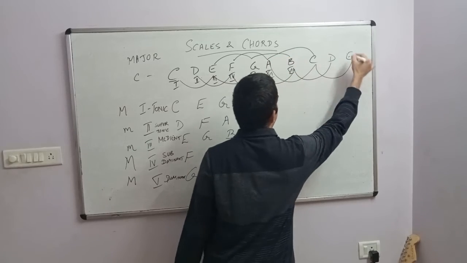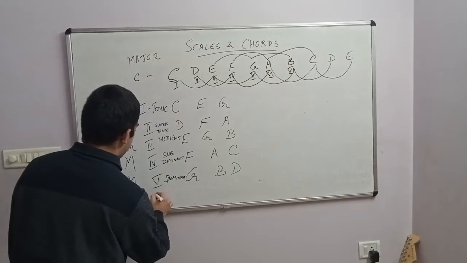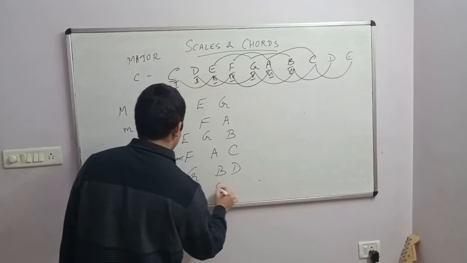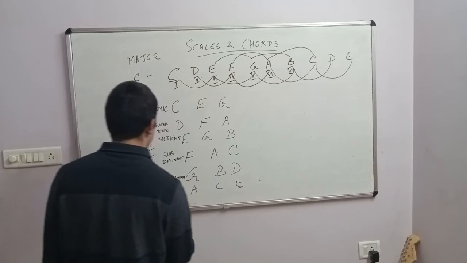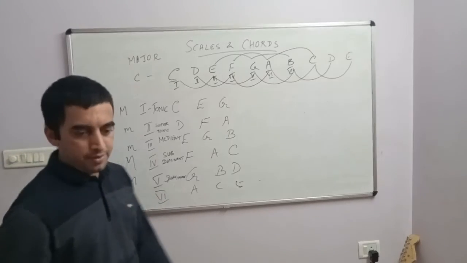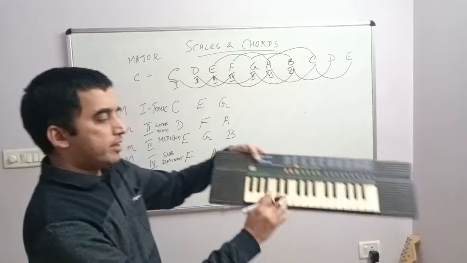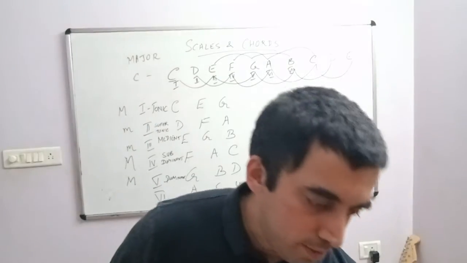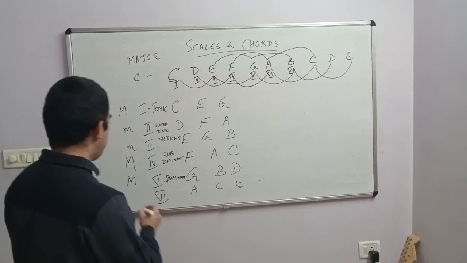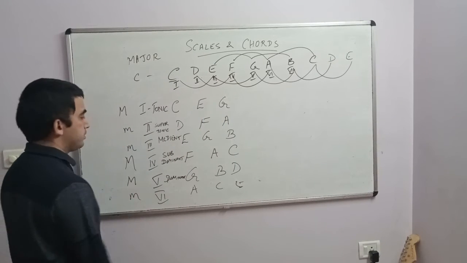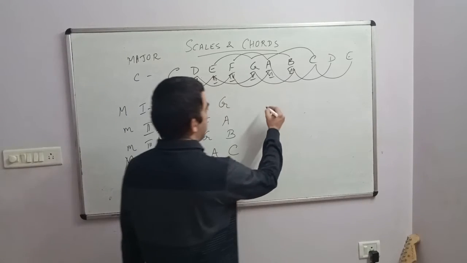A, C and E. That is the sixth one. Right? A, C, E. What is A, C, E? A, C, E is nothing but minor. Okay? So A, C, E is minor. Go to the seventh chord.